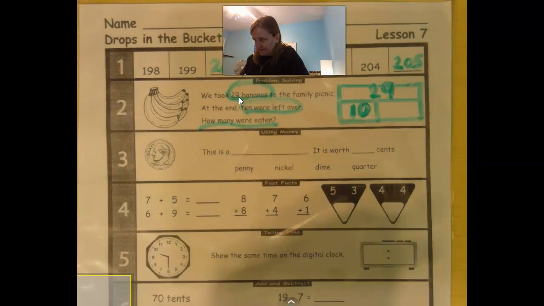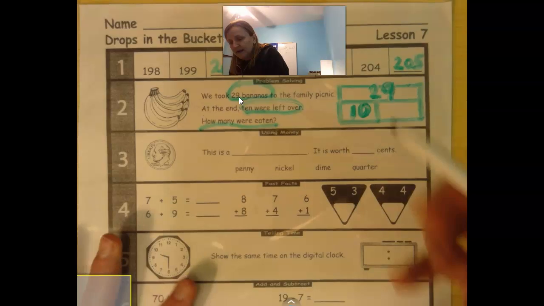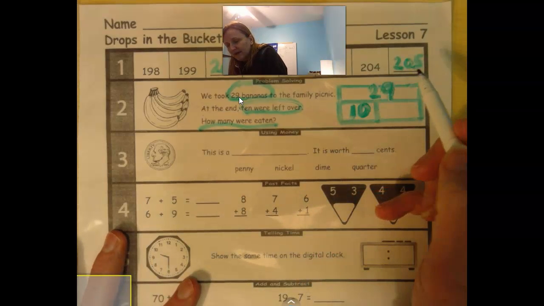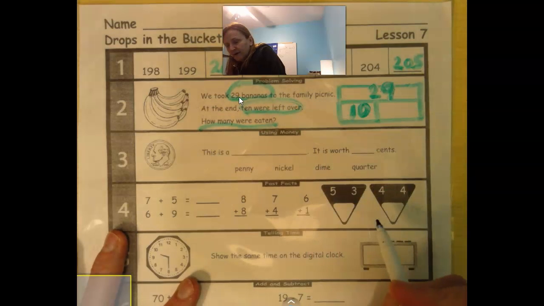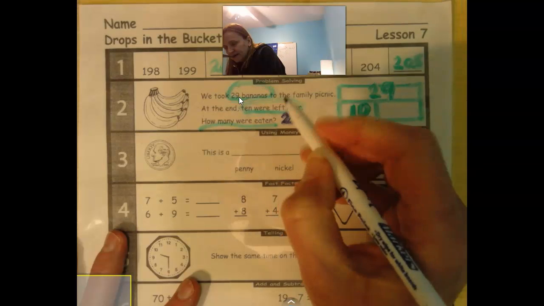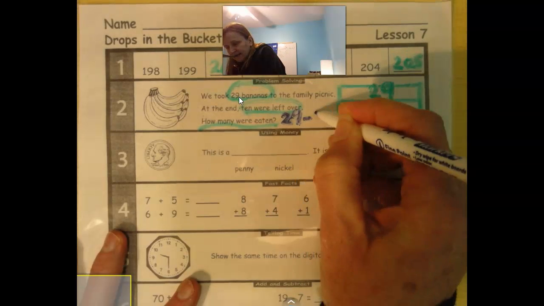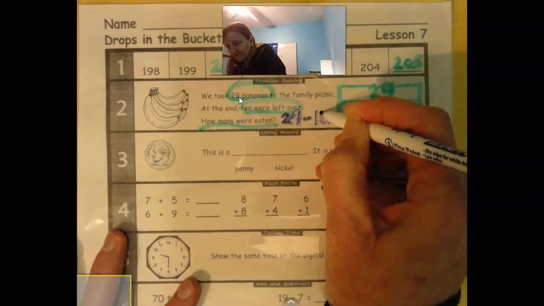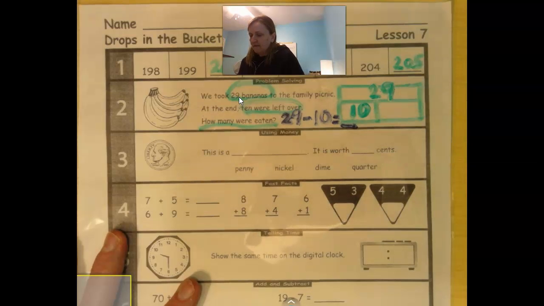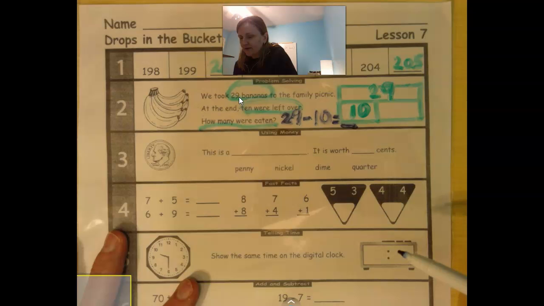So let me get a different marker, because this one's kind of junky. If we take 29 and we subtract, if we take 10 away from it, I don't have much room on this paper, 29, oh, I thought I brought nice markers home. 29 minus 10, because 10 of them were left over, equals blank. How many were eaten? Well, 29 minus 10. We could probably figure that out in our head.